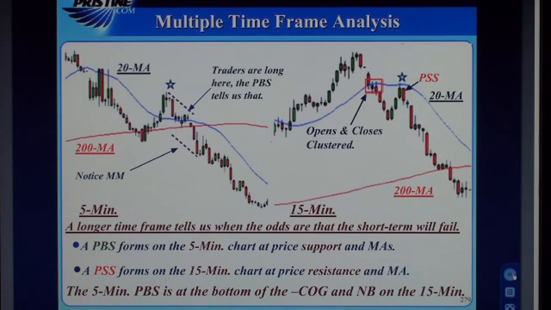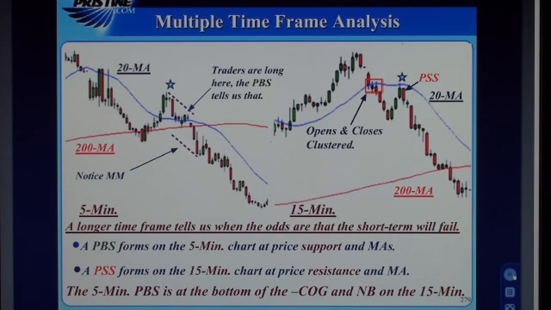Longer time frames tell us when the odds are a shorter time frame will fail. Here we have a PBS forming on the 5-minute chart right at price support, where we have a PSS on the 15-minute chart at price resistance. The 15-minute chart is saying prices are going to move lower. The 5-minute chart suggests prices could move higher.